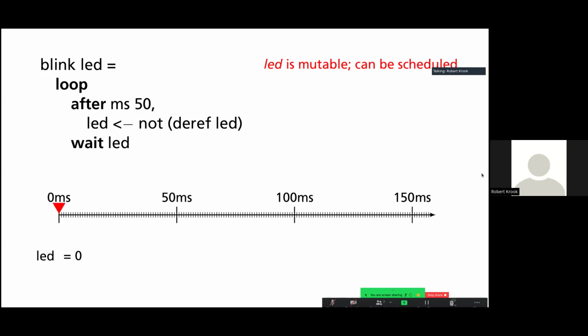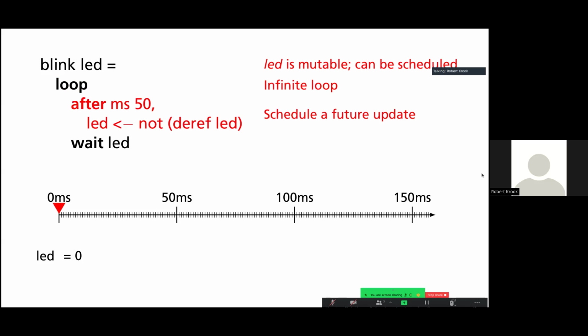Let's see. When execution starts, it's at time 0. Arbitrarily assume that the LED is 0 at that time. Loop is an infinite loop. After you give it a time, and the functional folks will guess the trick I'm coming to here, MS is actually a function that takes its argument, multiplies by whatever the magical number is, and returns the time in quanta, but doesn't tell you what that is.